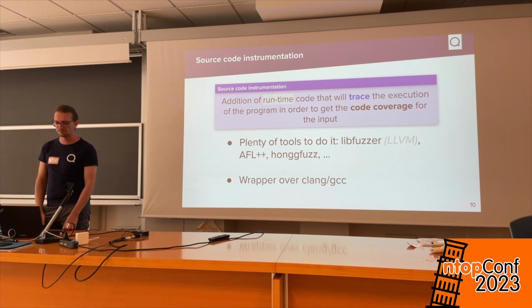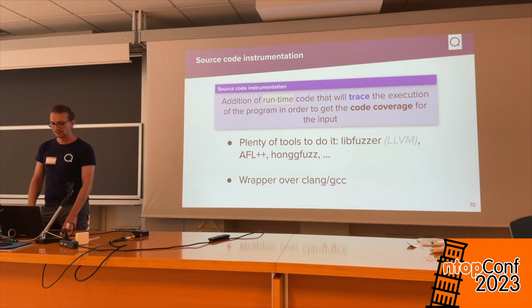In this case, there is all this instrumentation. We don't have to do it manually. Fortunately, we can just rely on some tools to do that. Using these tools is also very convenient, because most of the time those are just wrappers over a compiler like GCC or Clang. In the case of libFuzzer, it's part of LLVM, so you really just need to use Clang to compile. So this was a brief introduction on how fuzzing generally works.